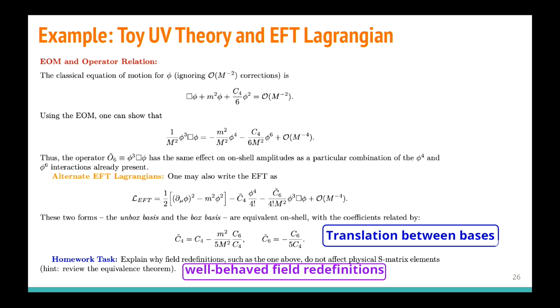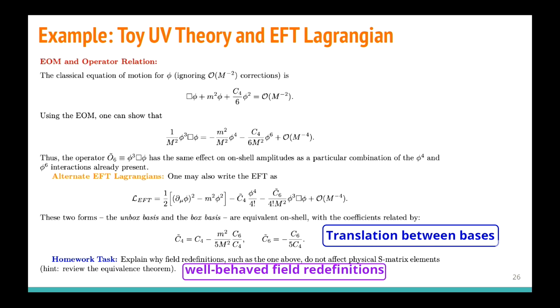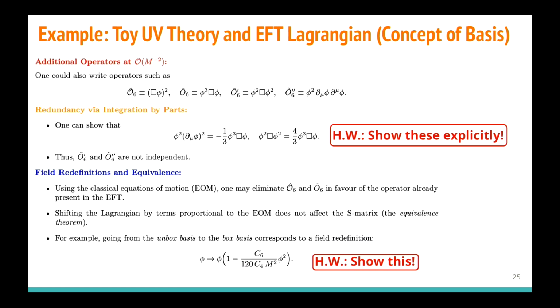Alternatively, what we could have done is write down the Lagrangian with these terms which are the same: del mu phi squared minus m squared phi squared, and C4 tilde phi to the power 4 by 4 factorial. Note here that I wrote C4, here I am writing C4 tilde, and here I am writing C6 tilde, and here instead of writing phi to the power 6, I have traded this off by phi cube box phi, and this field redefinition takes me from one Lagrangian to the other.